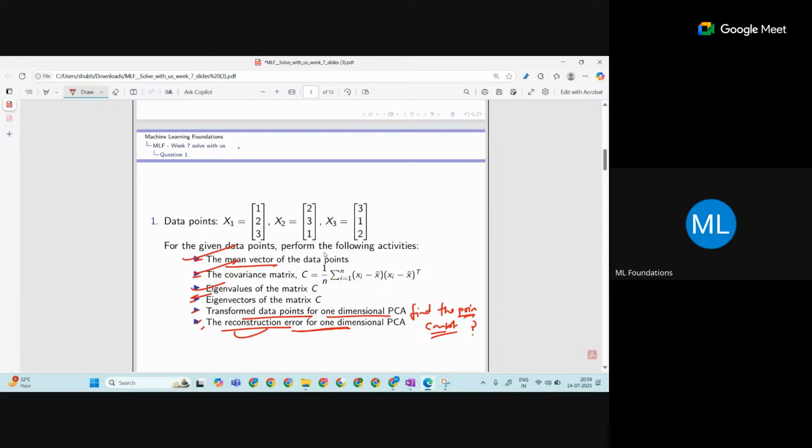So the mean is: just add them and divide by 3. This is your x1, x2 plus x3. You will get a mean vector. Covariance matrix: according to that, write your covariance matrix. Now you are able to see it easily. Then find the eigenvalues and eigenvectors of it, and the principal component, which is what I am asking. And the reconstruction, proceed according to the formula.